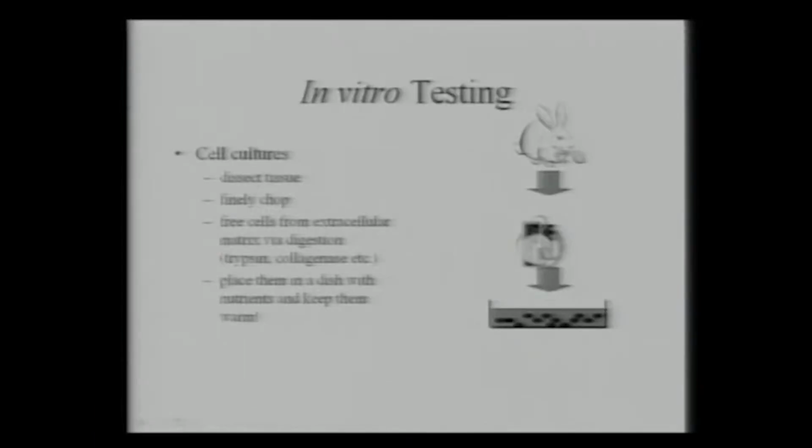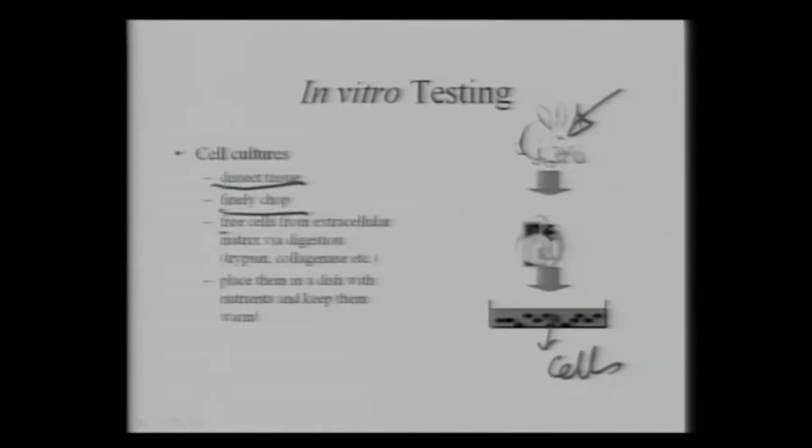So, these are cells which are dispersed in the solution. Let us say you take any animal, you dissect the tissue and you finally chop it. This dissection and chopping of the tissues is essentially required to extract the cells from that particular tissue. If you are taking the connective tissue cells, then you can chop it and extract the fibroblast cell lines.